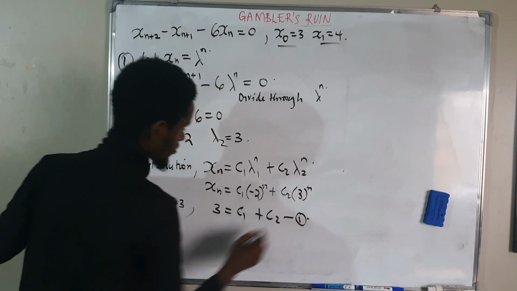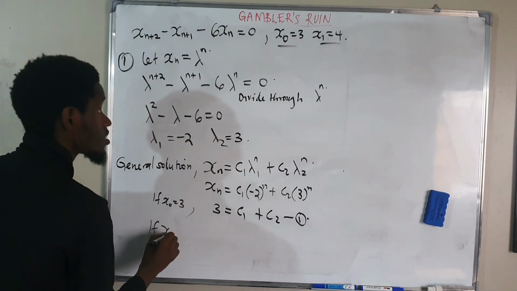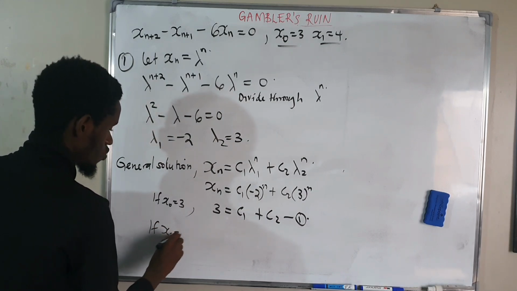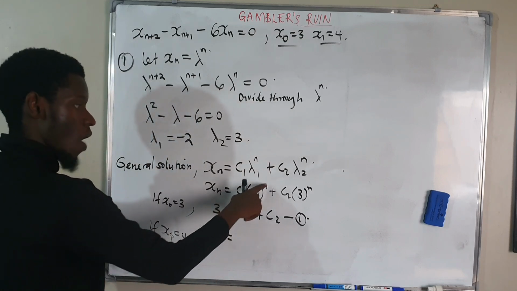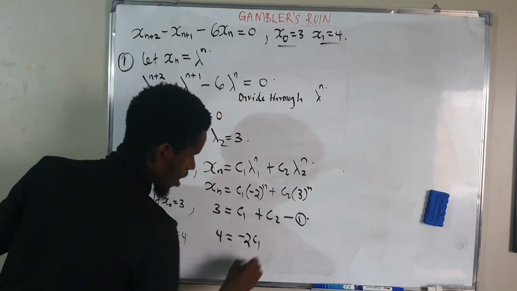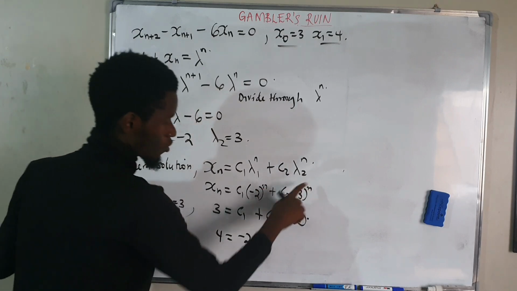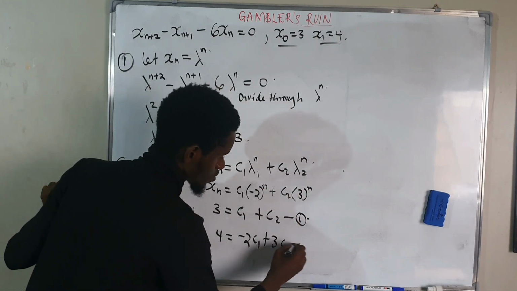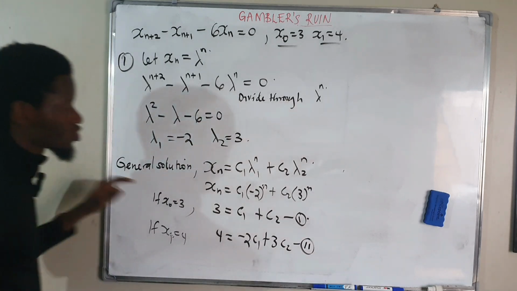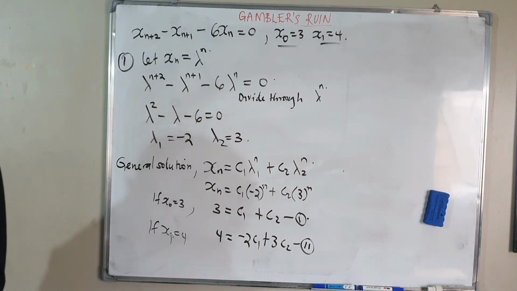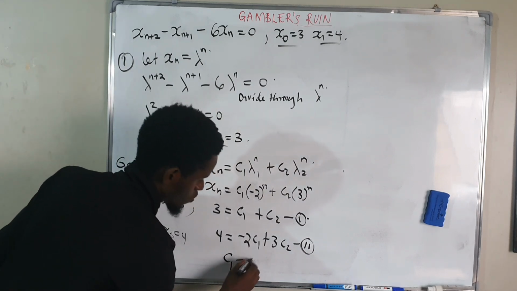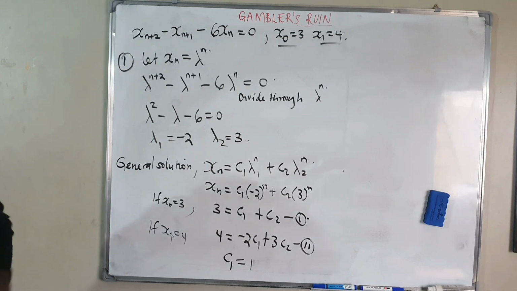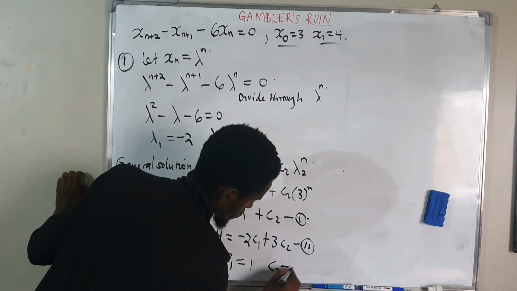This is equation 1. Then if x1 equals 4, I remain with 4 equals negative 2 c1, since negative 2 power 1 is negative 2, plus 3c2, since 3 power 1 is 3. This is equation 2. If I solve these two equations simultaneously, I will find c1 and c2, where c1 is going to be 1 and c2 is going to be 2.